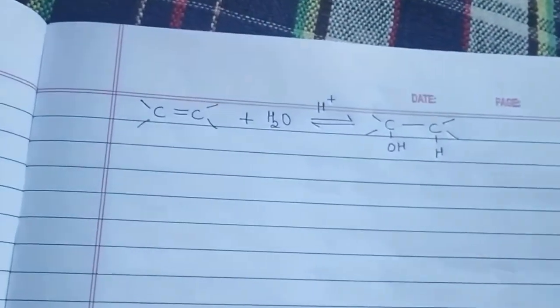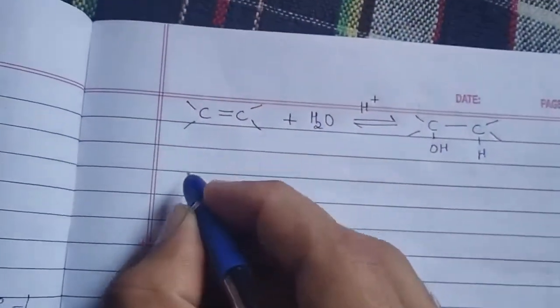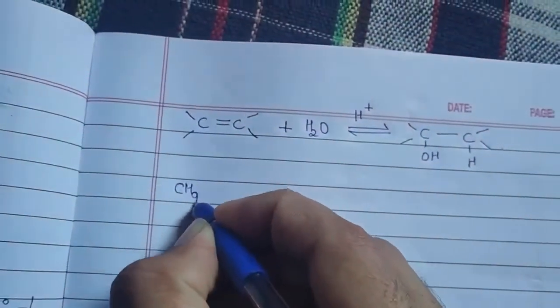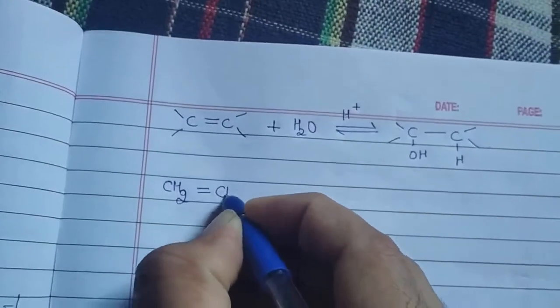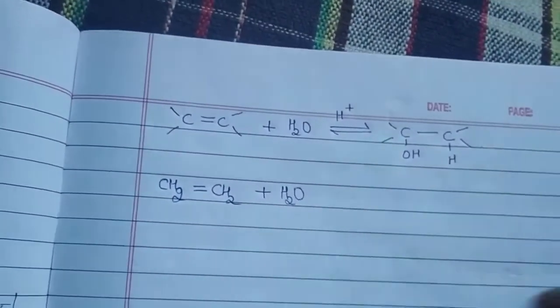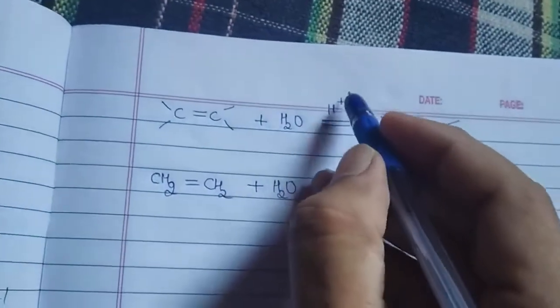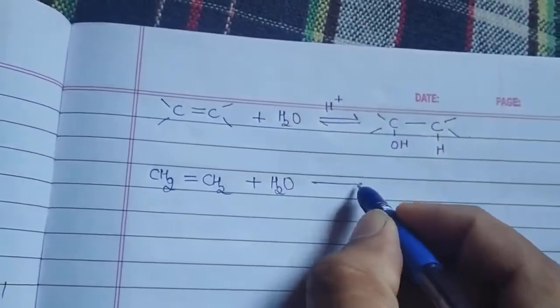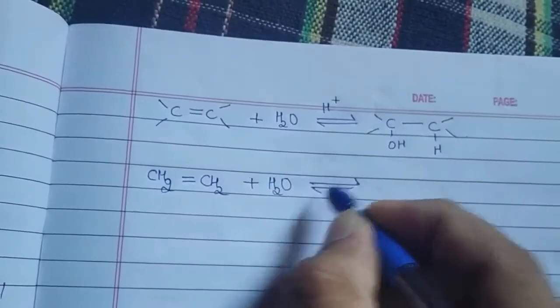So this is the general case. For example, if I am taking my ethene, CH2 double bond CH2, in the presence of water, and do remember, never forget to write this acid because it itself is facilitating the reaction to occur.